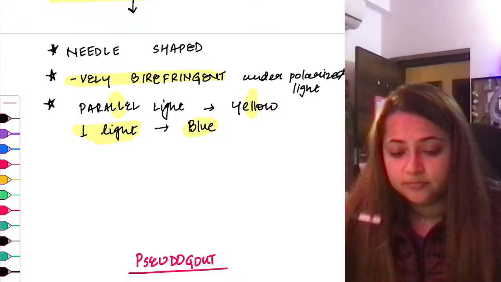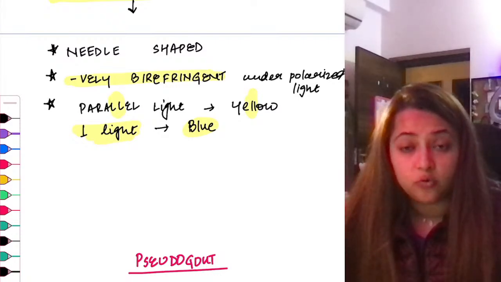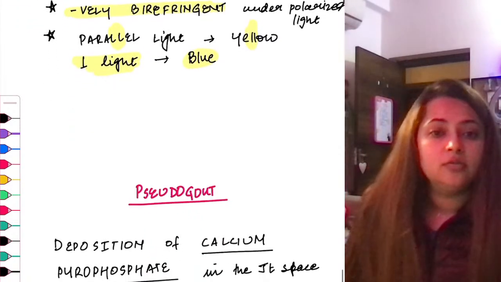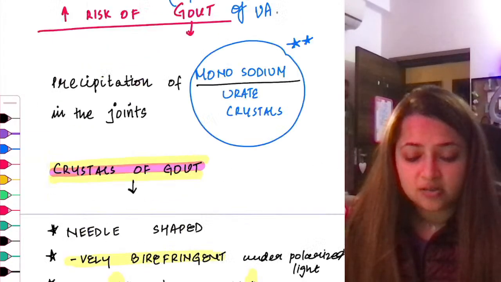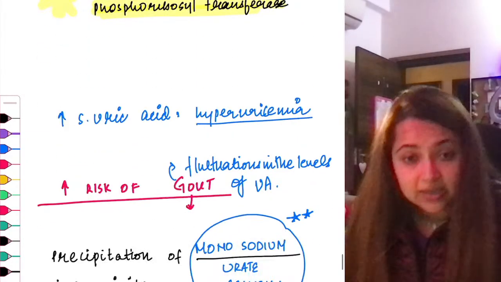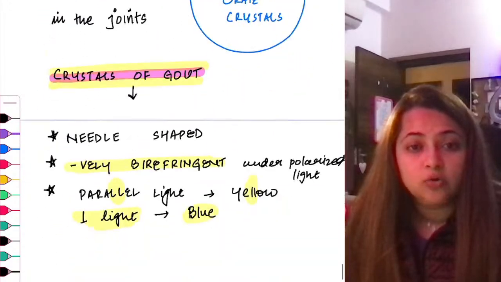Yes, very high yield. What crystal deposition? Your answer is going to be calcium pyrophosphate. So write down deposition of calcium pyrophosphate in the joint space. It takes place in case of pseudogout.